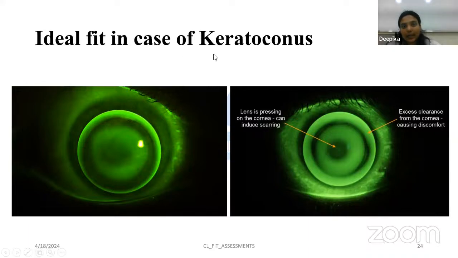Ideal fit in a case of keratoconus: the first picture represents the correct three-point touch of the keratoconus. The second picture represents a lens pressing on the cornea, which can induce scarring, and excessive clearance from the cornea causing discomfort.